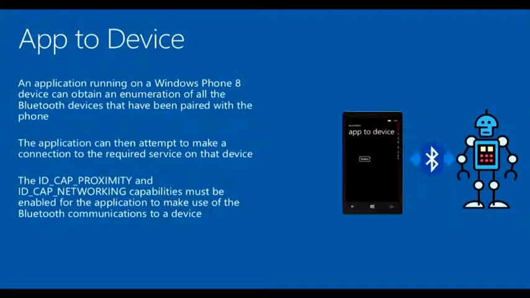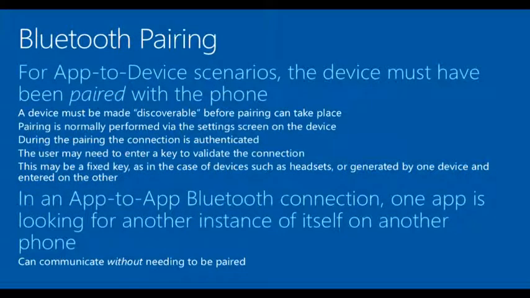So app to device, like I said, you need to have the proximity and networking capabilities, and you can enumerate all of the devices that the phone is currently connected to, seeing. So then once you've found the actual robot or whatever it is you want to control, you can make a connection to it and start communicating. And they have to be paired for that.